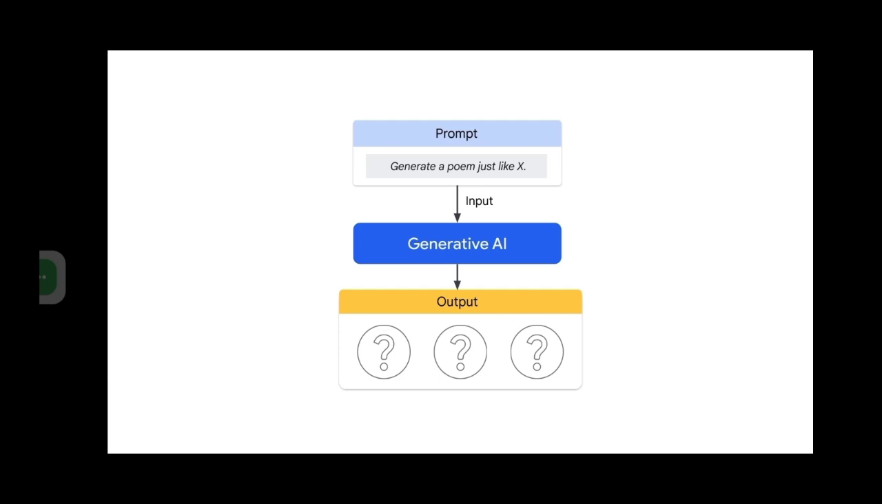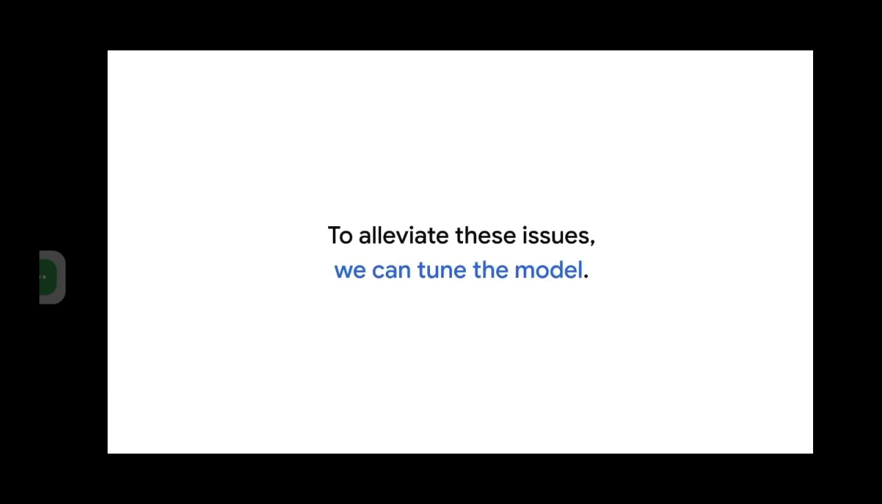Even when you do discover a good prompt for your use case, you might notice the quality of model responses isn't totally consistent. One thing we can do to alleviate these issues is to tune the model. So what's tuning? Well, one version you might be familiar with is fine-tuning.